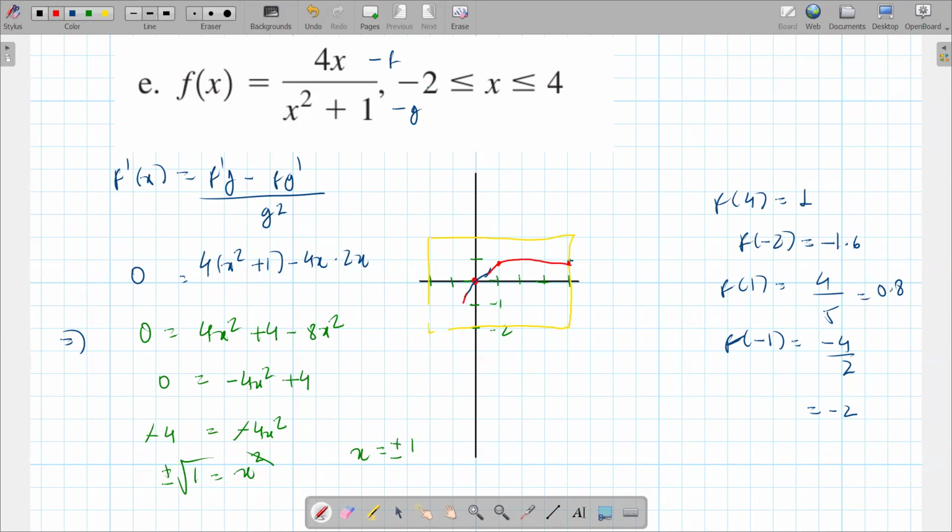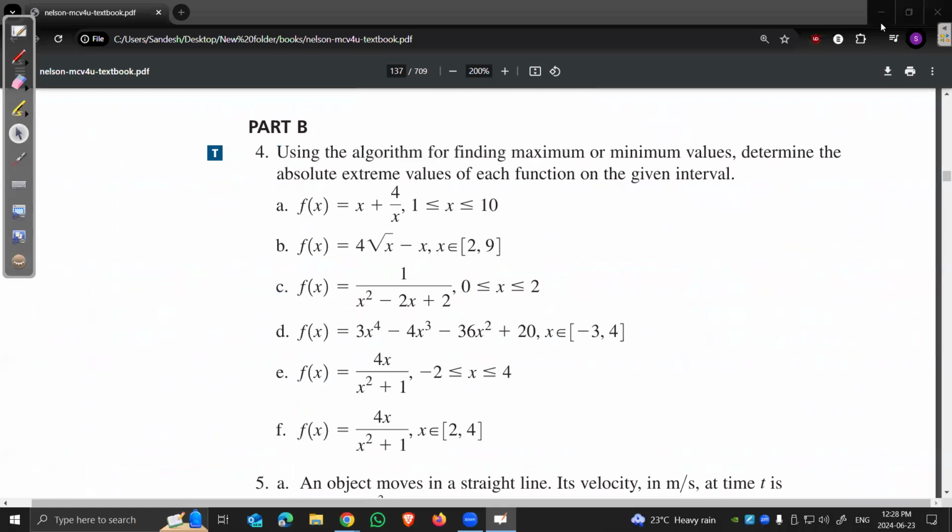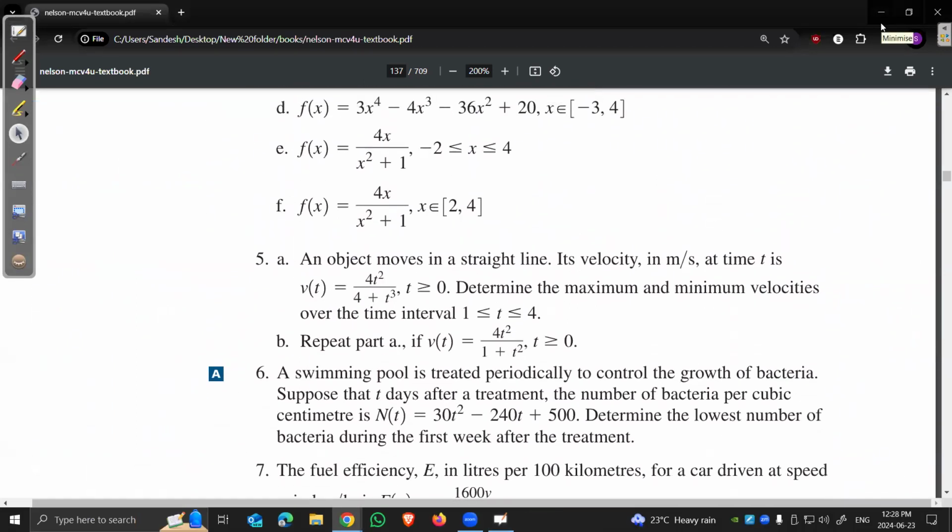At -1, it's -2. And at -2, it's -1.6. So it looks like we have our maximum from this diagram anyways, is right here. Because this was close to 1, this one is 0.8, so that's going to be our maximum. And this is going to be our minimum. Okay? And that's it. So that's how you can get something like this, even if you can't graph it.